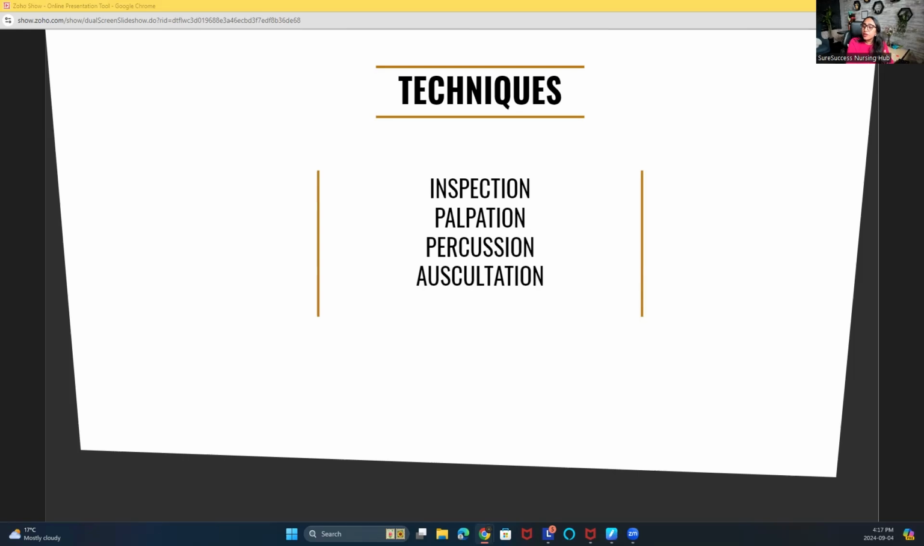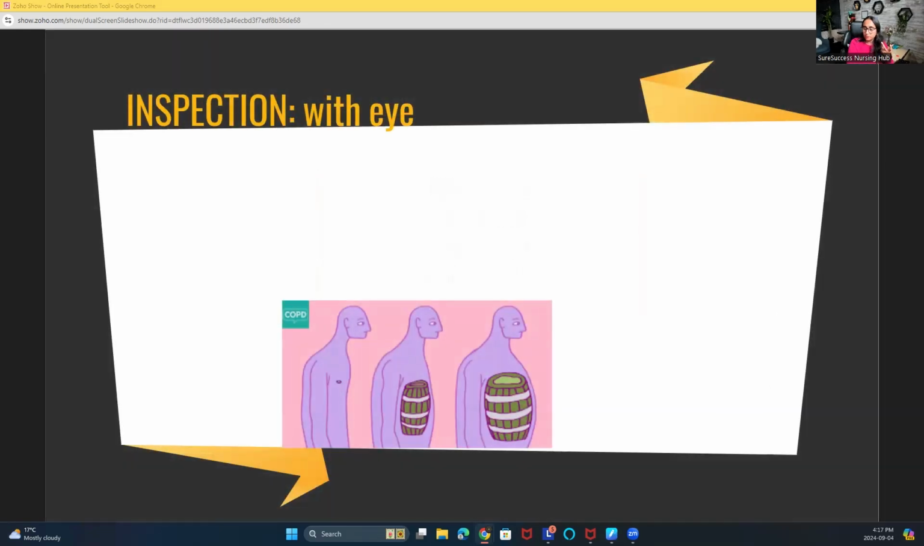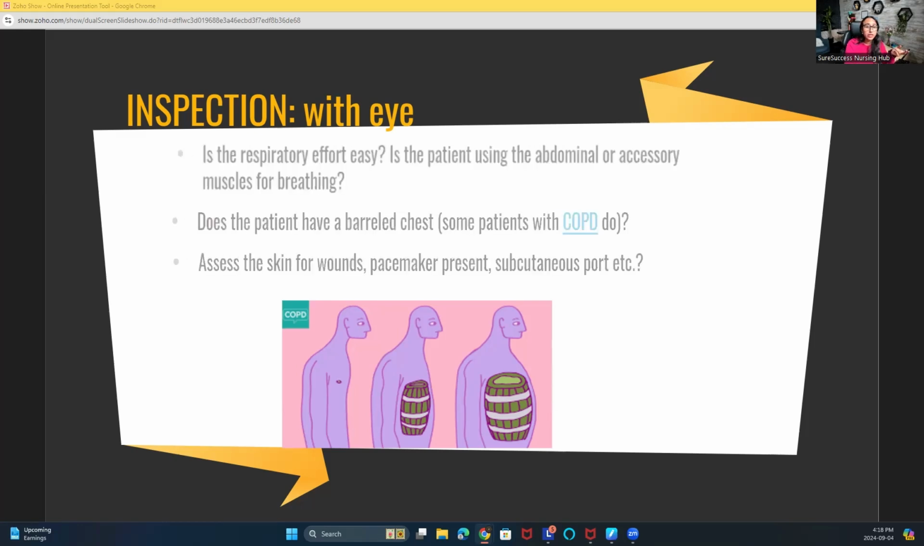Inspection, what do we do in inspection? Inspection we do with our eyes. So tell me, usually as soon as you have a patient who is having shortness of breath or something, what do you inspect? For example, I'm short of breath, what do you want to assess with your eyes? Facial expressions. My respiratory efforts. Taking breaths so fast. Color of the body, very good.